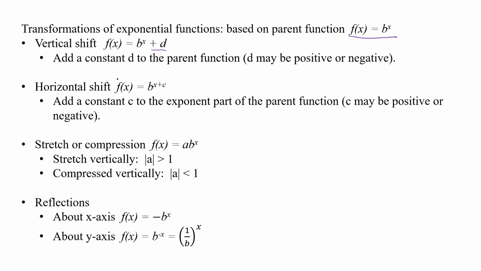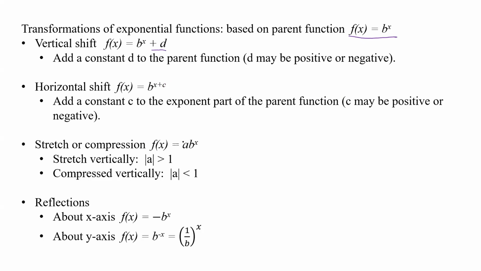Now, for horizontal shifts, we're going to add a constant c to the exponent. So we'll have b to the x plus c. Again, c can be positive or negative. If we have plus c, we move left, and if we have a minus c, we move right, like what we saw before. So nothing really changes there either. We have the same kind of things, so we don't have to remember something completely opposite of what we've learned before.